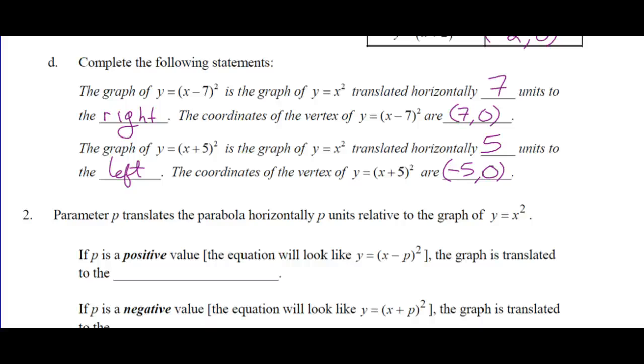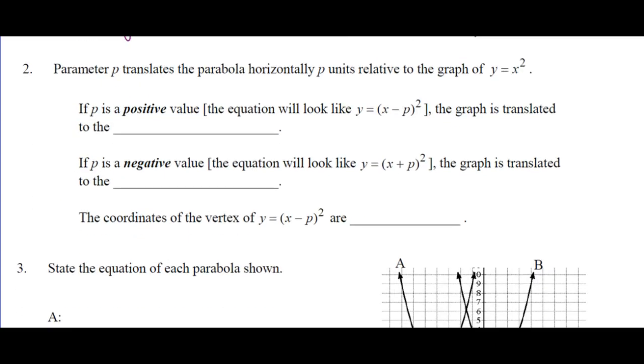In the equation y equals x minus p quantity squared, parameter P translates the parabola horizontally, absolute value of P units relative to the graph of y equals x squared. If P is a positive value, the equation will look like this, y equals x minus P, and the graph is translated to the right. And if P is a negative value, it'll be translated to the left. That's the only other choice. So the coordinates of the vertex are P comma 0.